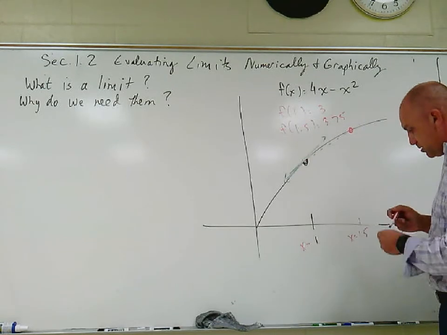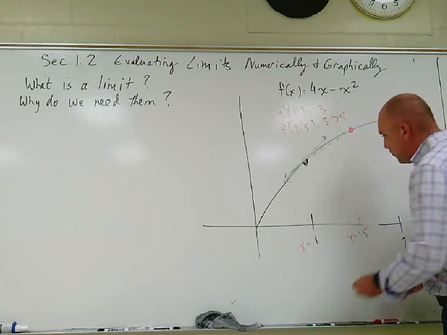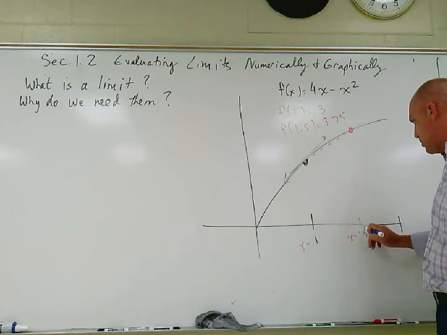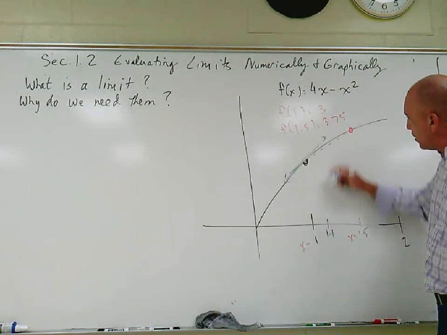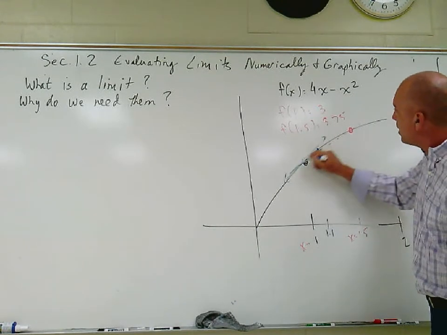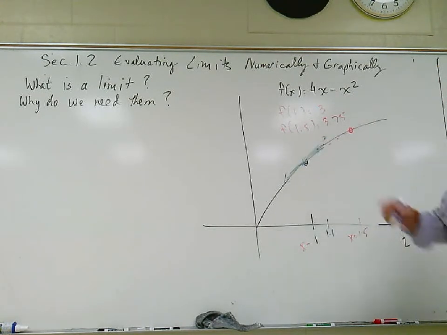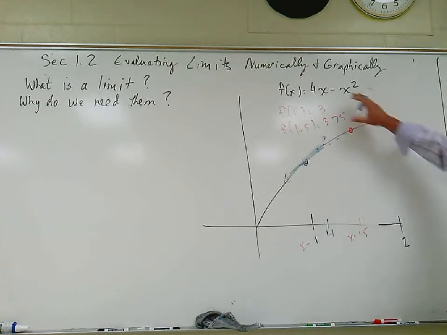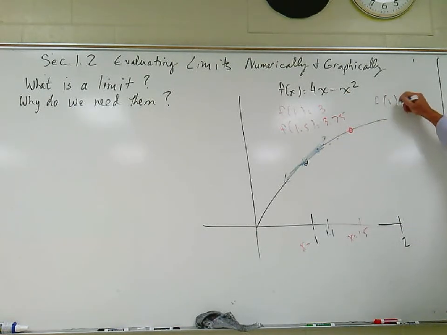Now, instead of using that point, if I move a little closer, instead of taking 1.5, what if I went to 1.1, this blue one here? Will the blue line be closer to the slope of the tangent line than the red line is? Yes, it's going to be closer, right? So if we did f of 1 is 3, and f of 1.1, I think we can get a better estimate.